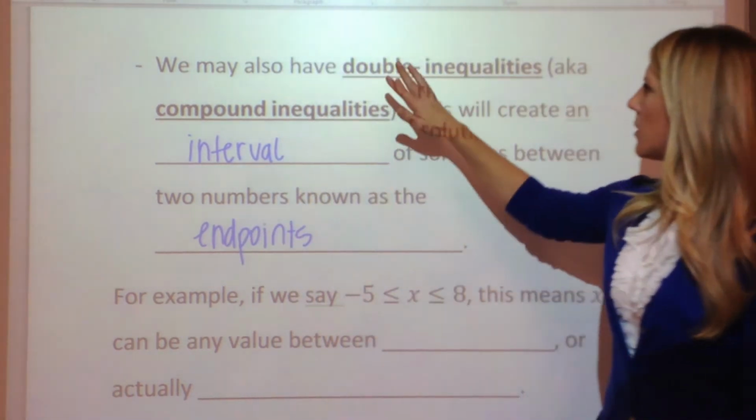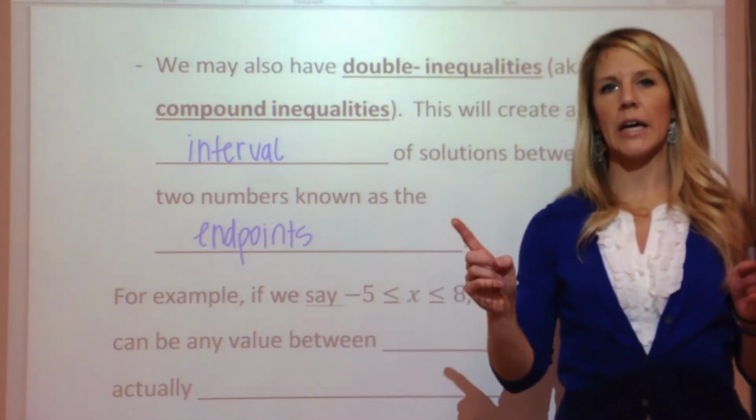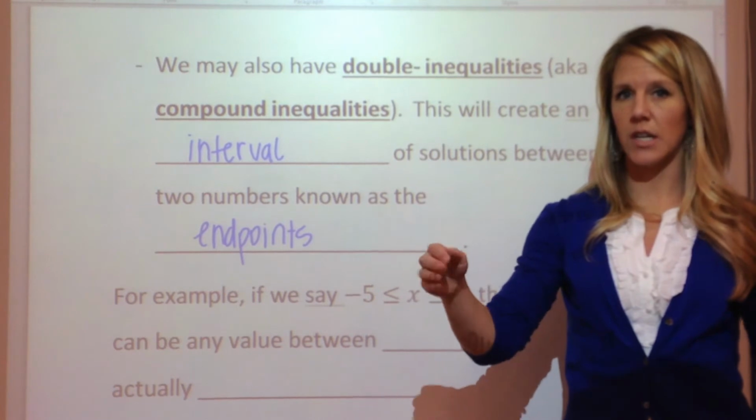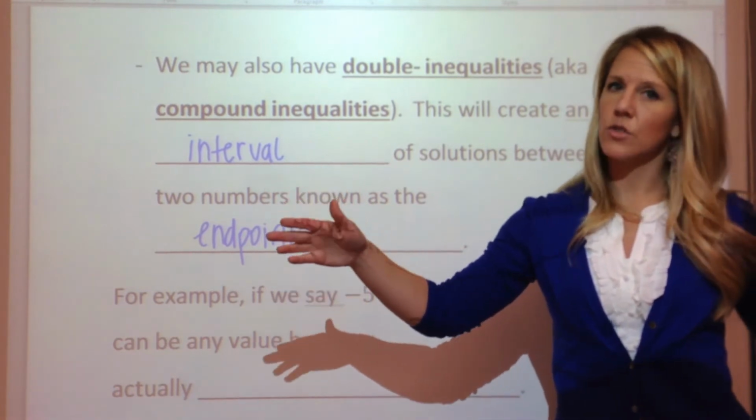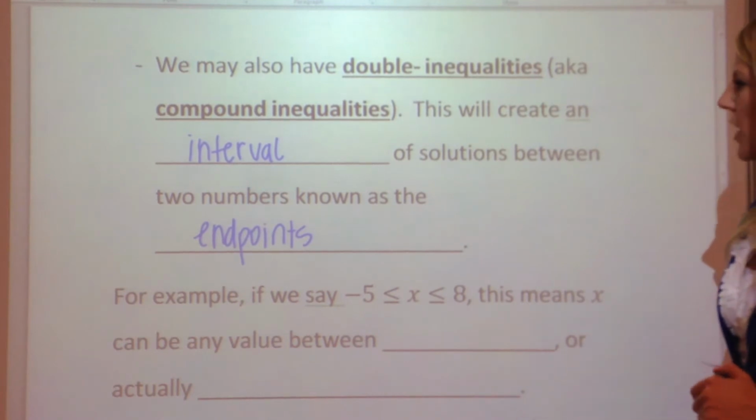So basically, with a double inequality or a compound inequality, we have two boundary points, two values that mark where the solutions are. Anything from here on is a solution, but this way is not a solution. You'll see more of what that means when we get into a number line though.